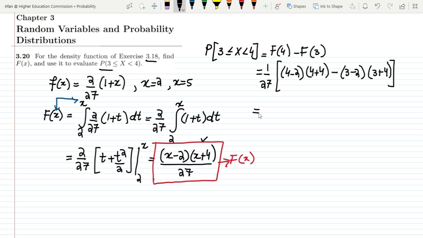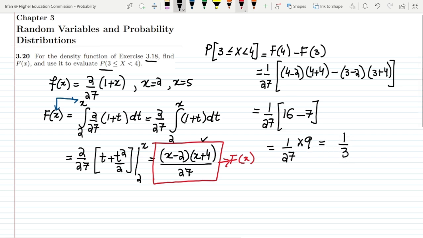Okay, so now let me simplify it, and here I will get 4 minus 2 is 2, 2 multiplied by 8 is 16. Okay, here I will get 16, and here I will have 3 minus 2 is 1, so 7 multiplied by 1 is 7. Okay, or 1 by 27, and here 16 minus 7 is how much, that is multiplied by 9. Okay, and ultimately I will get here 1 by 3, which is basically the solution of it.